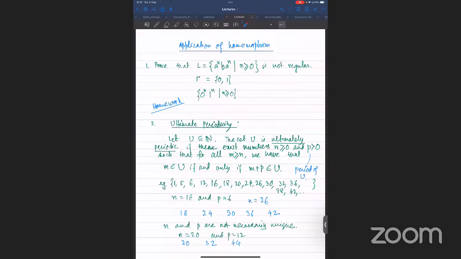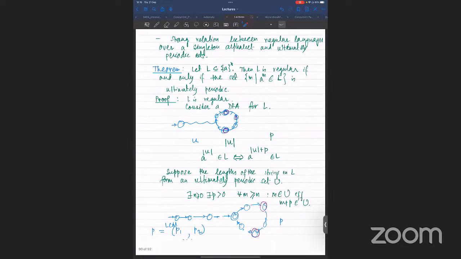Okay. So think about this and then let's maybe discuss during the next lecture, right? So the question is, does the definition give finitely many periods? Okay. Yes.